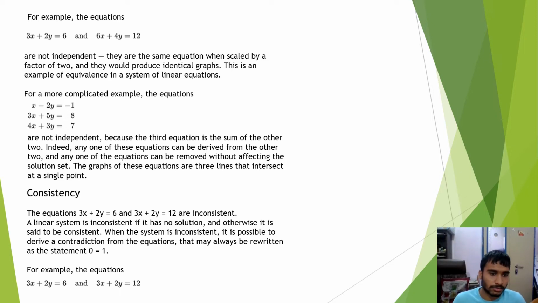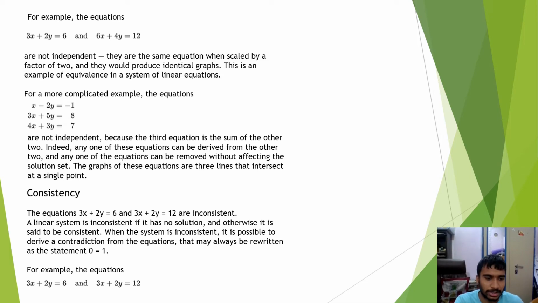Consistency. The equations 3x plus 2y equals 6 and 3x plus 2y equals 12 are inconsistent. A linear system is inconsistent if it has no solution, and otherwise it is said to be consistent. When the system is inconsistent, it is possible to derive a contradiction from the equations, which may always be rewritten as the statement 0 equals 1.